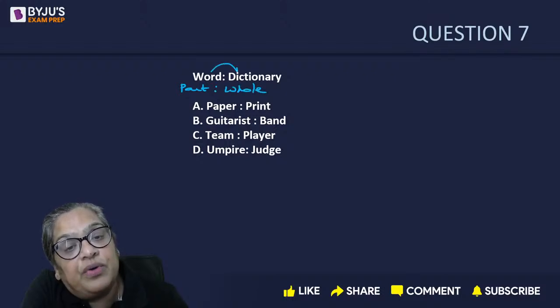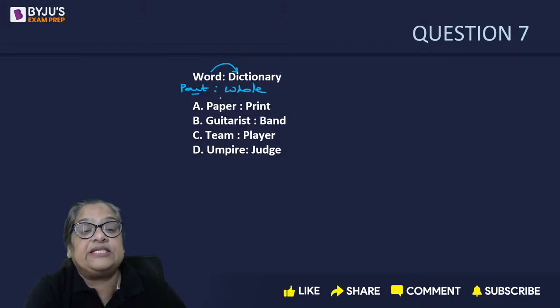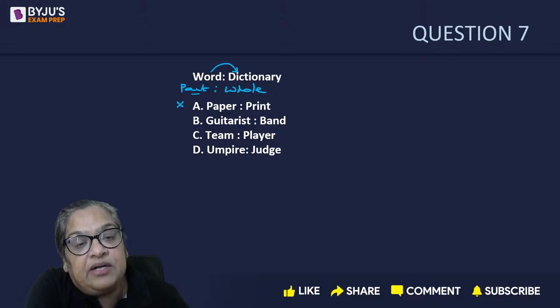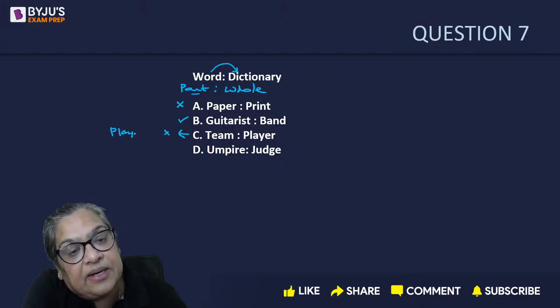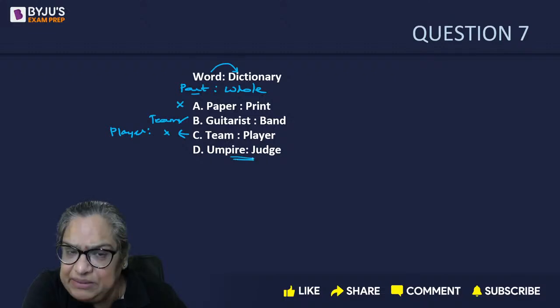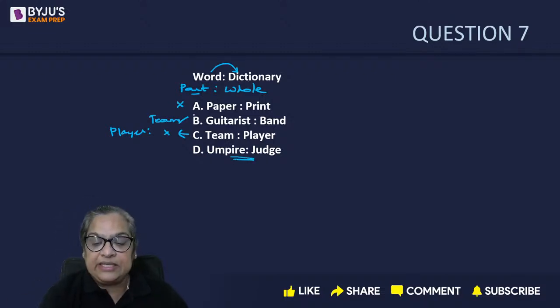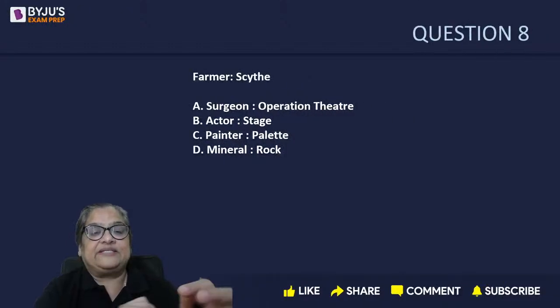A word is found in a dictionary, a word is part of a dictionary, just as paper is a part of print, a guitarist is part of a band, a team is a part of a player. No, a player is a part of a team. So this is the reverse relationship of part to whole. Umpire and judge are similar. Therefore, what's the correct answer? The correct answer is option B. Perfect. Good. All right. Next.